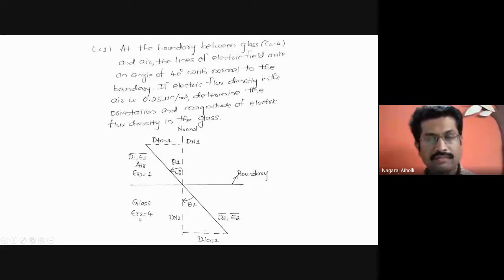So D tan 2 is equal to, rearranging the terms, epsilon R2 by epsilon R1 into D tan 1. Once I get this equation, substitute the values of epsilon R2, epsilon R1 and D tan 1. Epsilon R2 is 4, the glass medium permittivity. Epsilon R1, the air medium permittivity, is 1. D tan 1 is 0.1607 microcoulomb per meter square. Substitute and tell me the value of D tan 2.